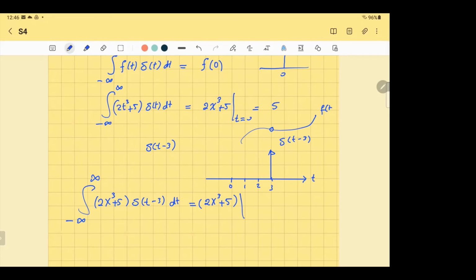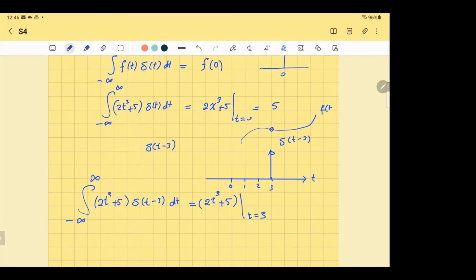2t cubed. So I substitute t equal to 3, and I will get the value. It will have a numerical value. You just get the value of the function at this point.